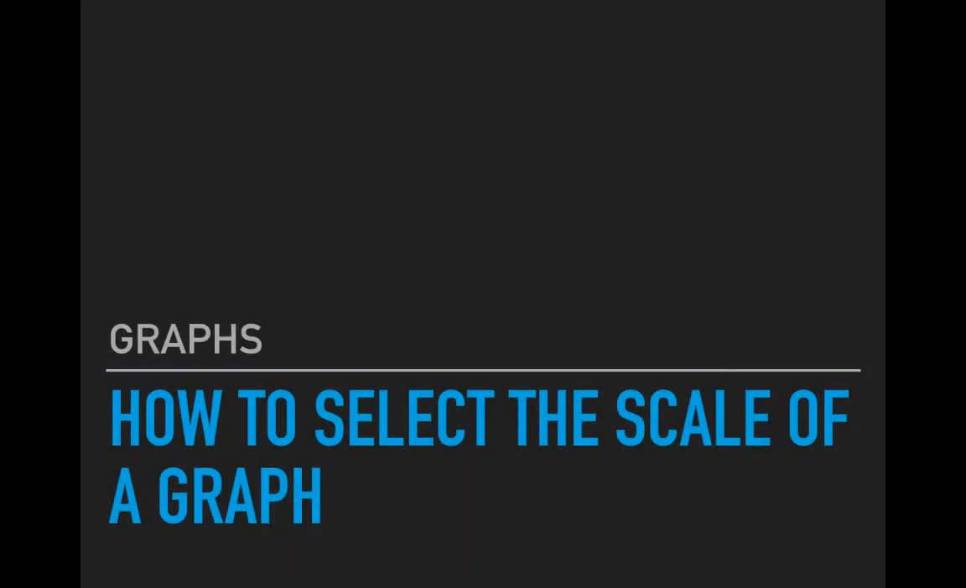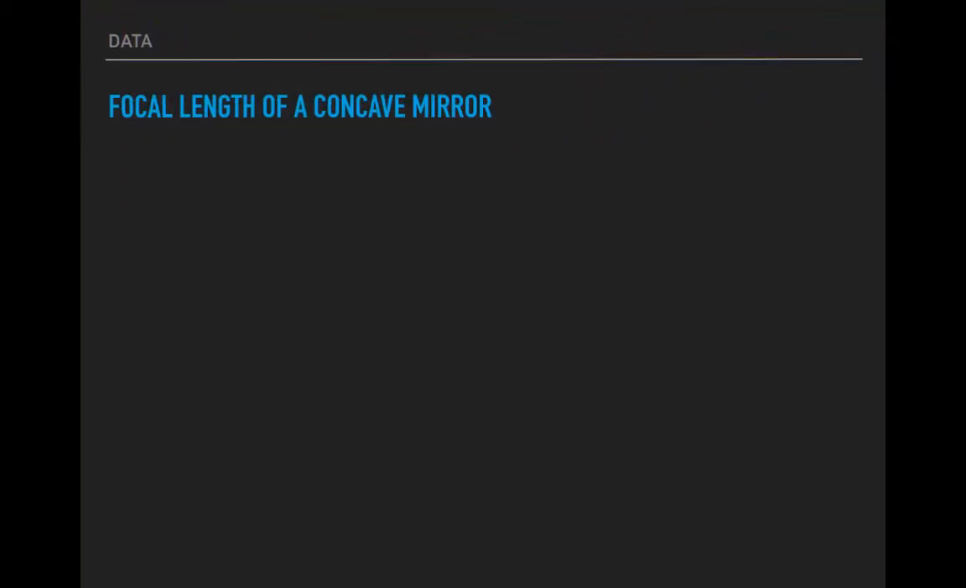This is a video on selecting the scale of a graph in physics. We're going to give you two examples here. The first example is using the focal length of a concave mirror experiment.